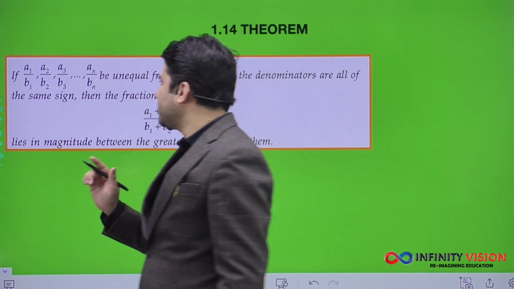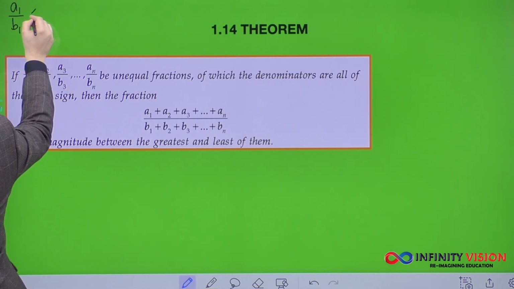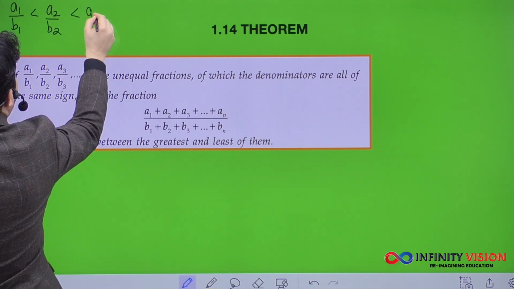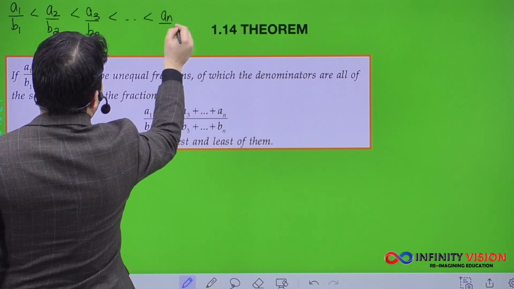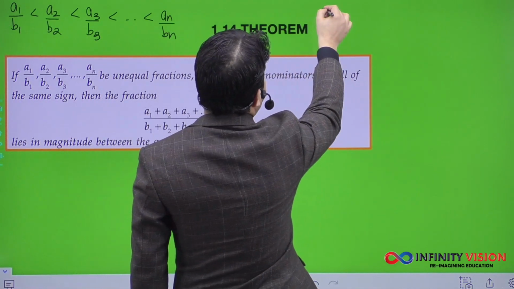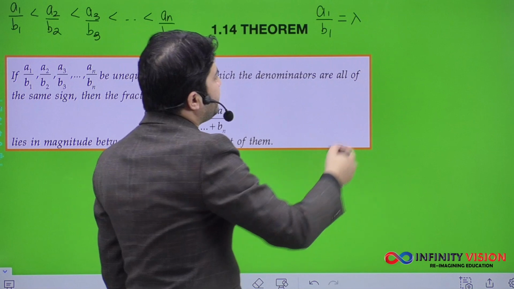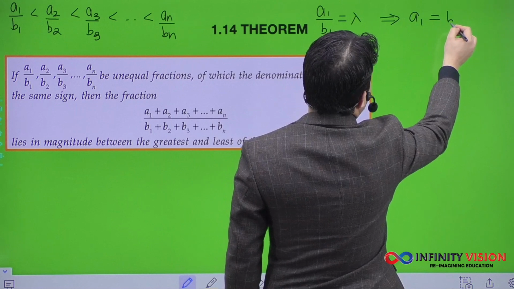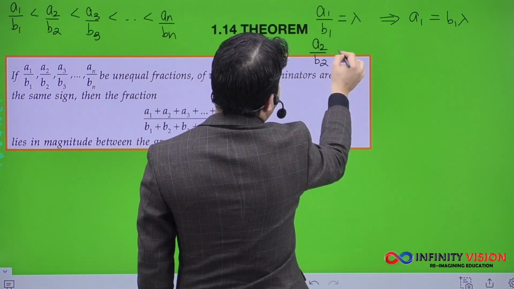We'll begin with the assumption that a1 upon b1 is the least and an upon bn is the largest. We'll begin this way, right? And we are going to call a1 upon b1 equal to lambda. So definitely I can say a1 equals b1 lambda. And then you can say a2 upon b2 would be greater than lambda.